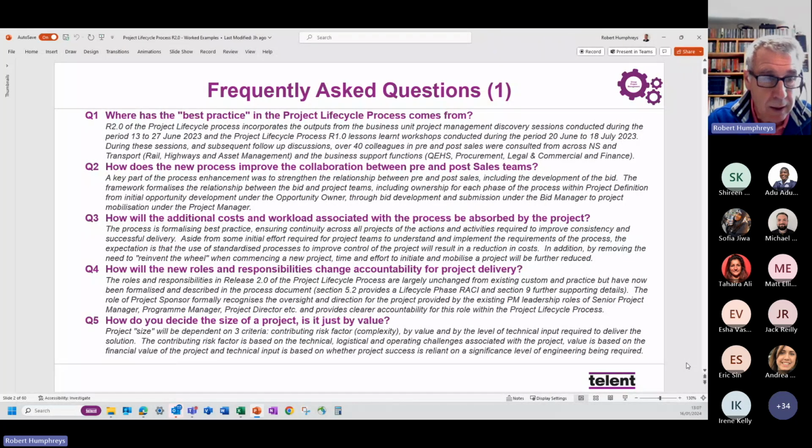We do have a RACI already within the process document, which is pretty high level, I'll admit, but we're trying to put a bit more meat on the bones there as well, and that will all be put into the PM hub when it's completed, so that we've got that guidance for individual project teams, almost as a generic RACI that will work across all projects.